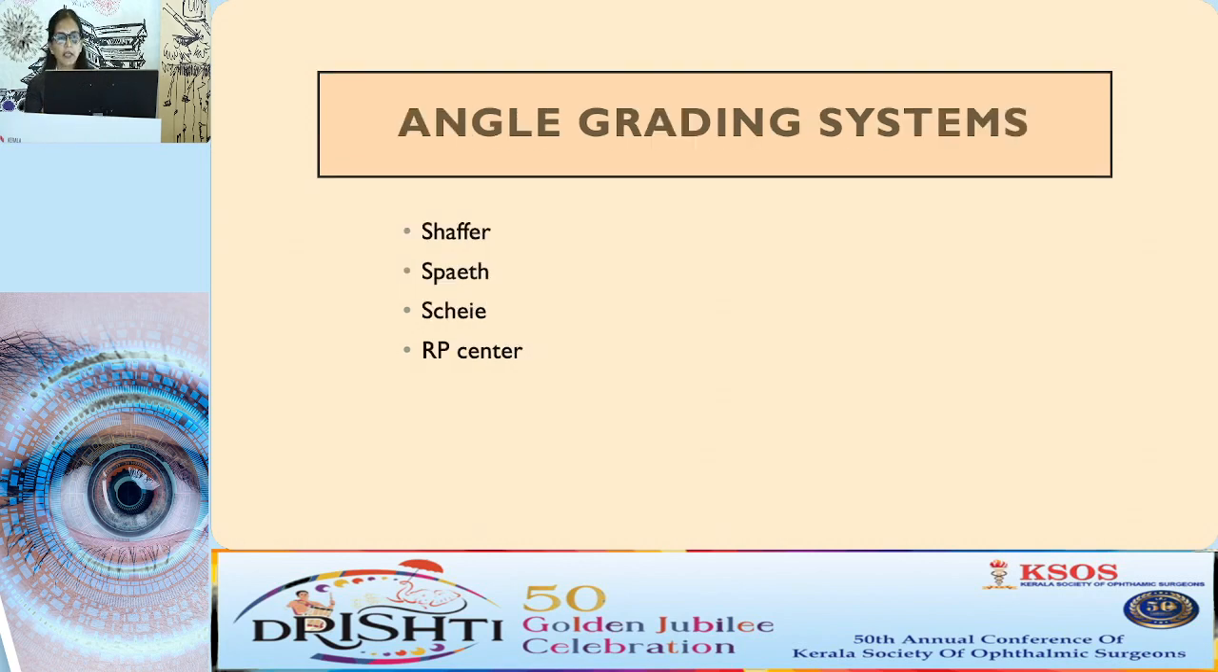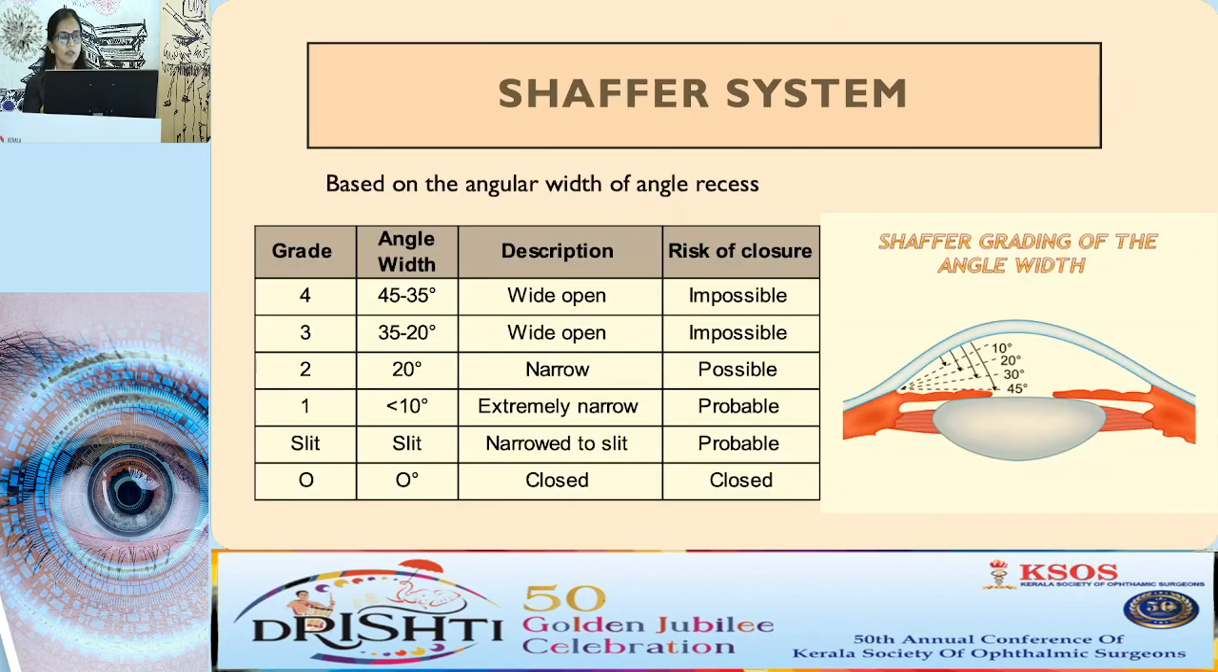There are different angle grading systems. The most popular and usually used is the Schaffer system, which is based on the angular width of the angle recess, and when the angular recess is less than 20 degrees, there is a chance of closure of the angle.